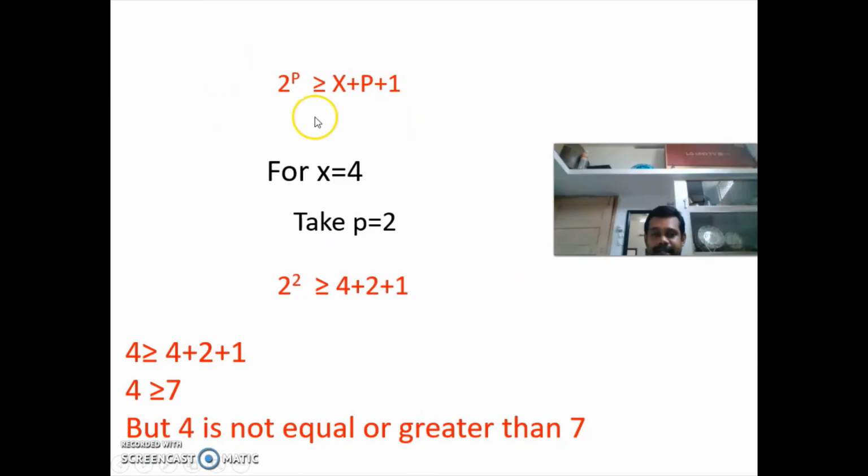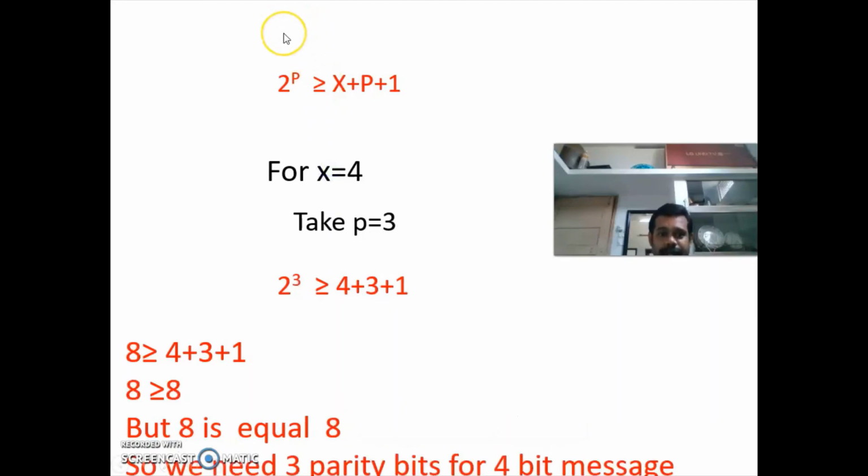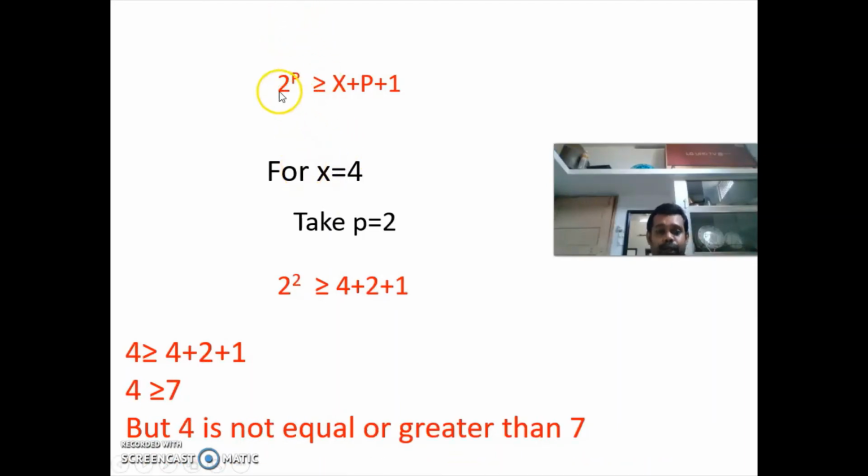Next, we are considering x is equal to 4. So we are considering we are having 4 message bits. Now we want to calculate how many parity bits we need. So we have a formula 2 to the power p is greater than or equal to x plus p plus 1. Here the number of message bits is 4, so in the place of x we have substituted 4. This is a trial and error method.